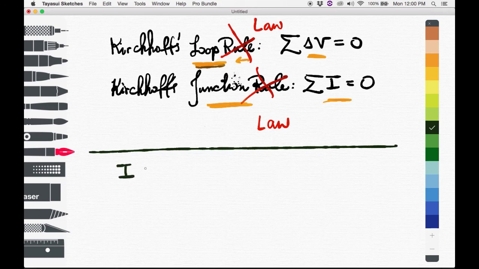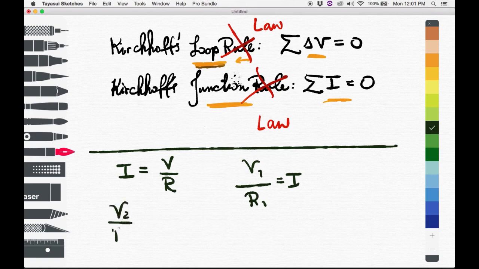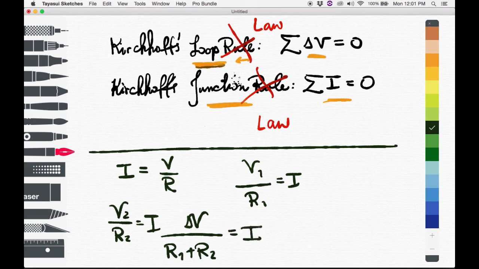So, for example, I is V over R by Ohm's law, so that means that V1 over R1 equals I, V2 over R2 equals I, and then the total delta V over R1 plus R2, which of course is the equivalent resistance, is also equal to I. All 3 of these have to be the same current since the thing is in series.